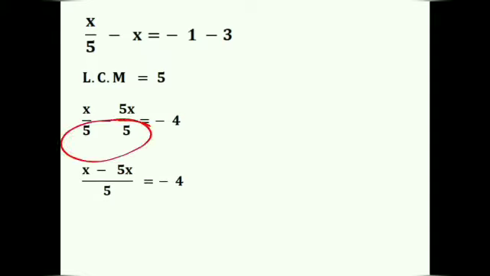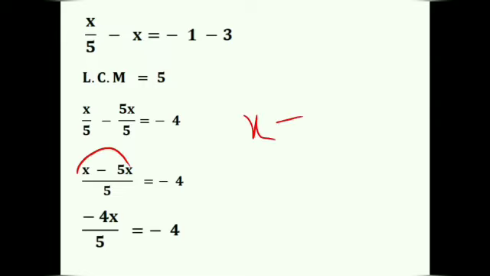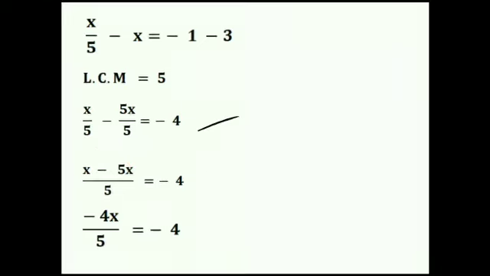Denominator, write down only 1 time. So x minus 5x, what is the answer here? Minus 4x, which is equal to minus 4. So now the next one, minus x minus 5x. The coefficient of x is not given, so that's why here we have to consider the coefficient as 1. So 1 minus 5 answer is minus 4. So the next step: here the left hand side is minus 4x divided by 5.